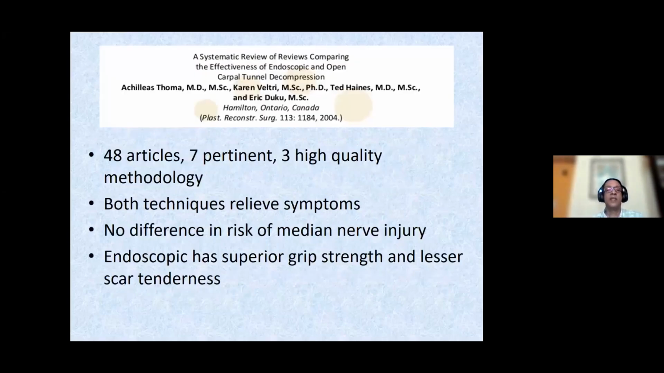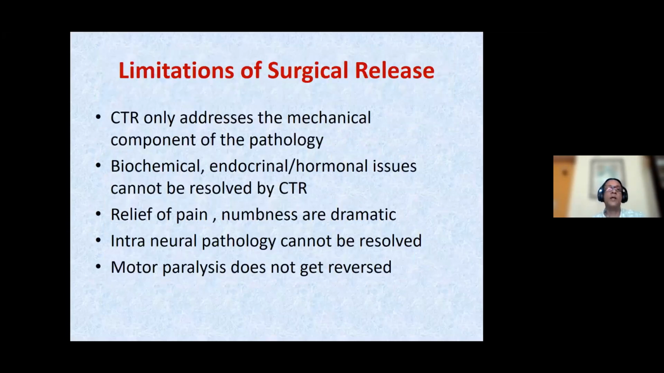So as I said, there have been various studies. Both techniques relieve the symptoms. There's no big difference in the risk of median nerve injury. The endoscopic, however, has a superior grip strength and lesser scar tenderness. Now, what are the limitations of surgical release?